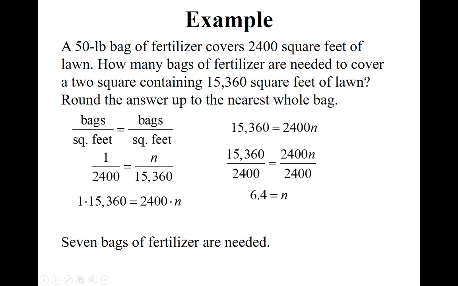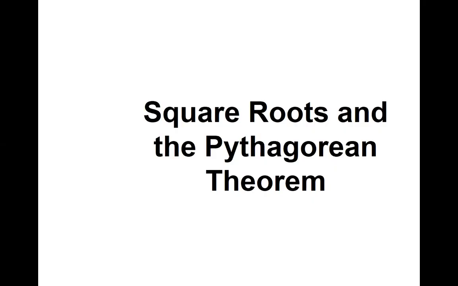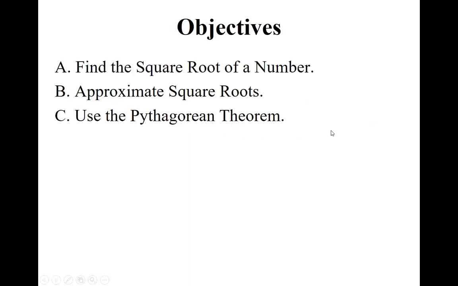And that's it for this topic. The topic is square roots and the Pythagorean theorem. The objectives of this topic: find the square root of a number, approximate square roots, use the Pythagorean theorem.